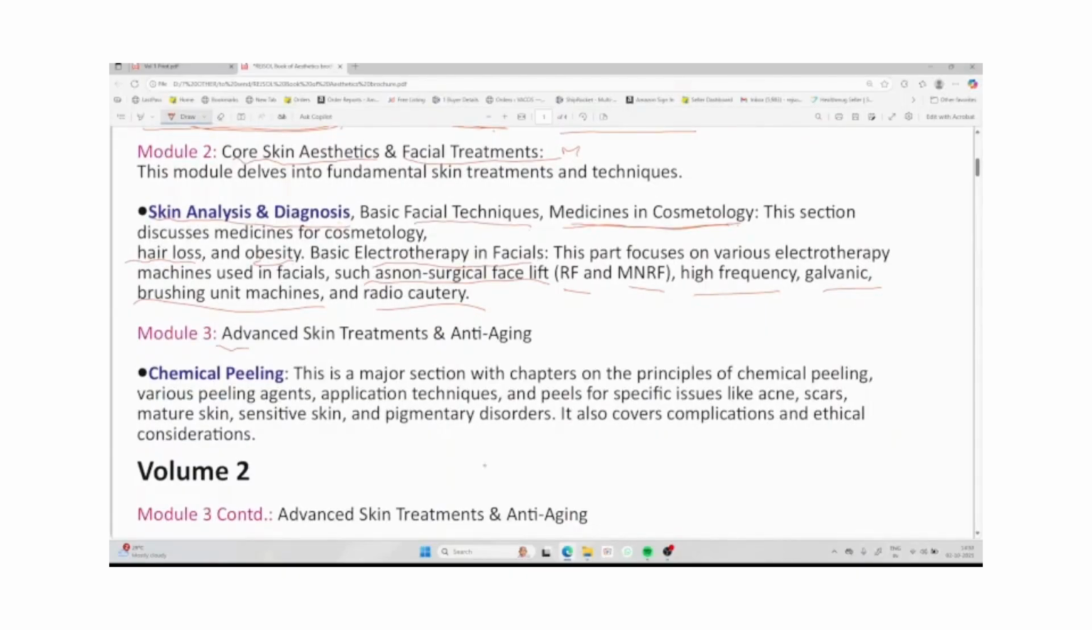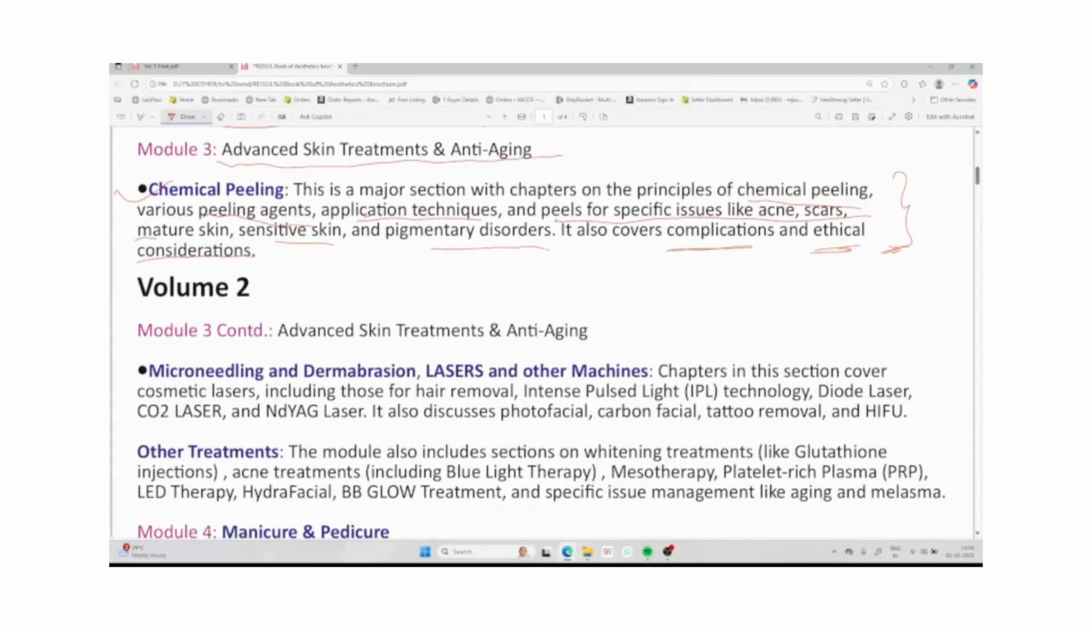In module 3 we will discuss advanced skin treatments and anti-aging, and the chemical peeling. This is the major part of the book and of this module also. So it will discuss the basics of chemical peeling, various chemical peeling agents, the application techniques, and peels for specific uses like acne, scars, mature skin, sensitive skin, pigmented disorders. What are the peels that are used? And also it will cover the complications and ethical considerations of chemical peeling.